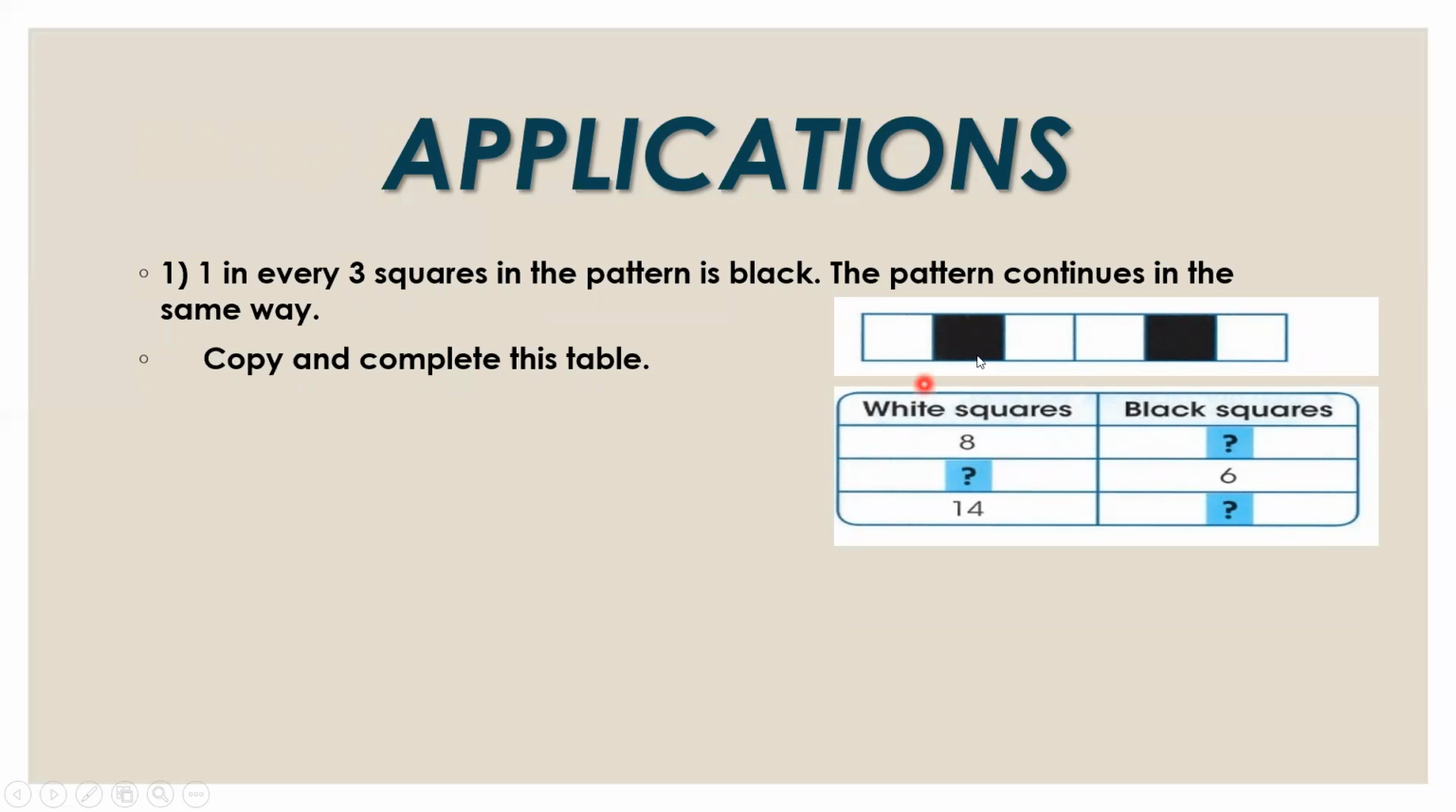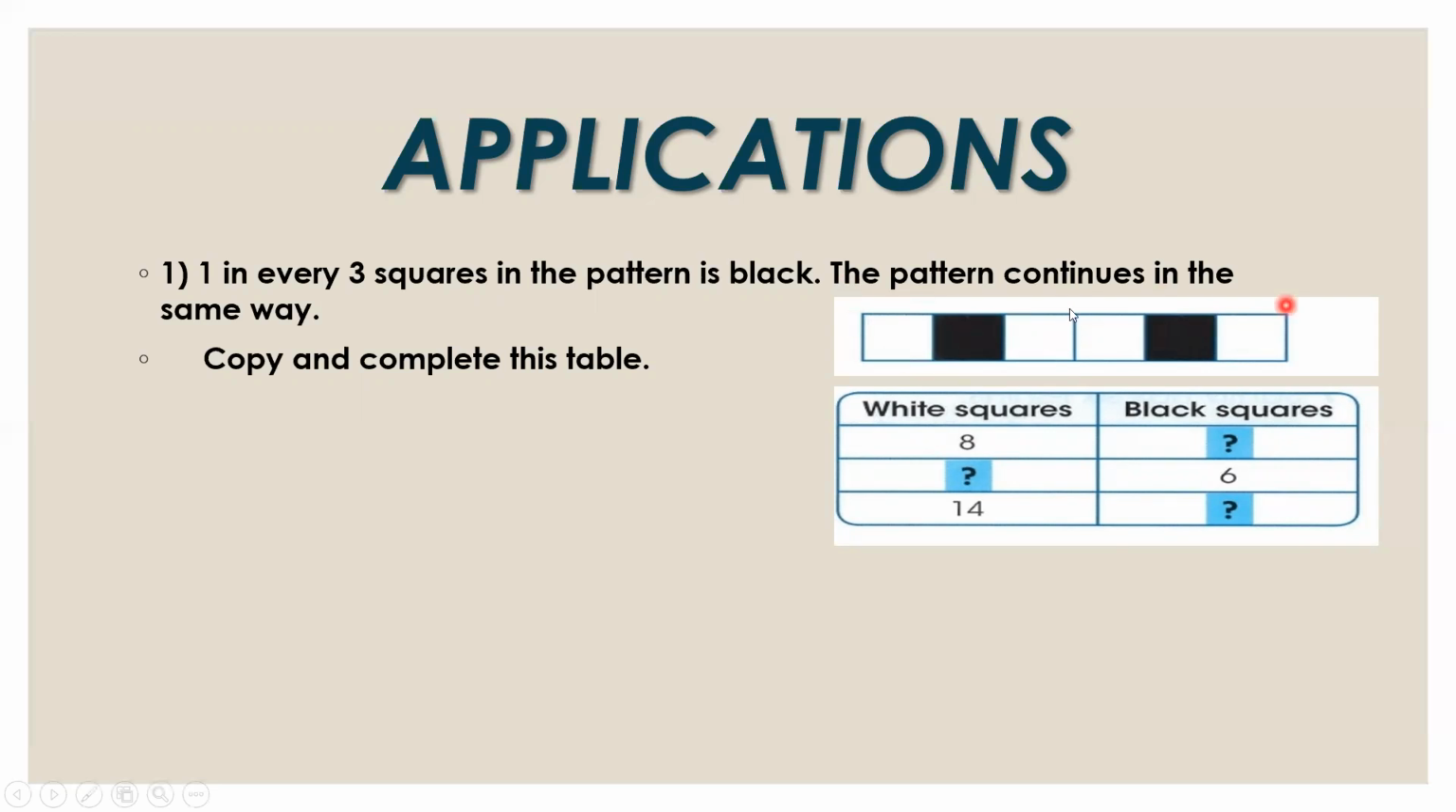In the tabular column they have given white squares and black squares. In some places the number of white squares is given, but in some other places it is missing. So we need to find these missing numbers in the white square as well as black square area. To find the missing numbers, they have given this pictorial representation where you can see a pattern with white color and black color.